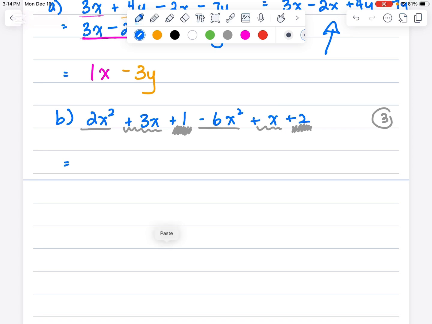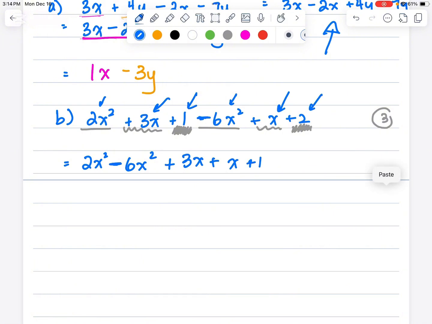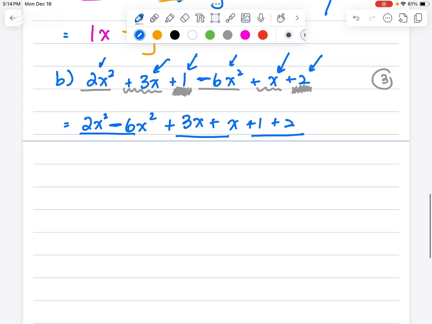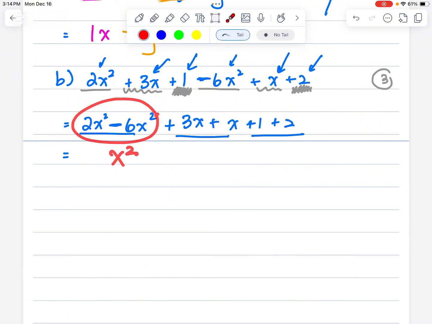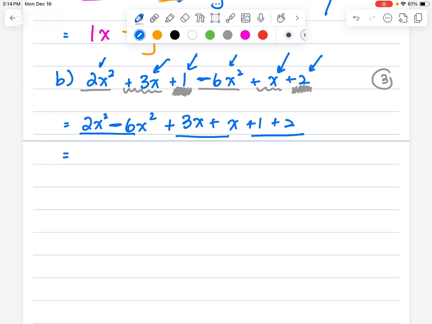I'm going to rearrange them, and we usually like to put the ones with the highest exponent first. So I'm going to copy this guy out, copy this term next, and again, remember to take that negative sign along with it. Now I'm going to take my plus 3x, my plus x, my plus 1, and my plus 2. And again, I like to underline, don't use brackets, I would just underline these to help you out. So when I'm trying to figure out this answer, I know it's going to have an x squared. I just have to do 2 minus 6 in my head. Okay, so 2 minus 6 is negative 4, x squared.